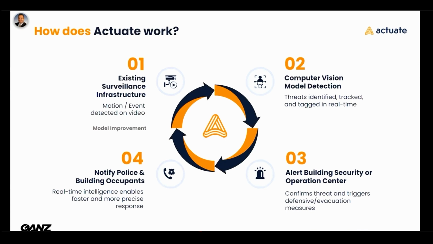So how does it work? Well, it's super simple. The computer vision models live on the cloud, and they use existing infrastructure, so no additional hardware is required. These models are then overlaid onto the cameras, and when motion is triggered, threats are identified in real time. In seconds, these alerts are sent to end users, security operations centers, and security and law enforcement are notified and dispatched.